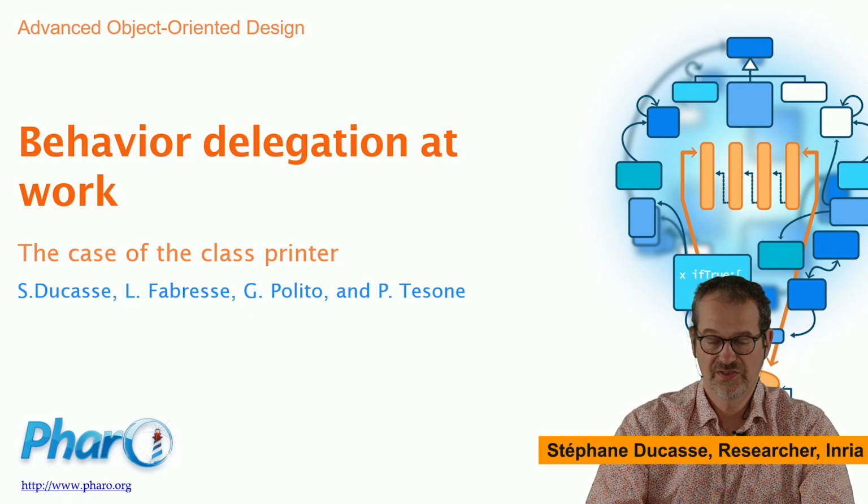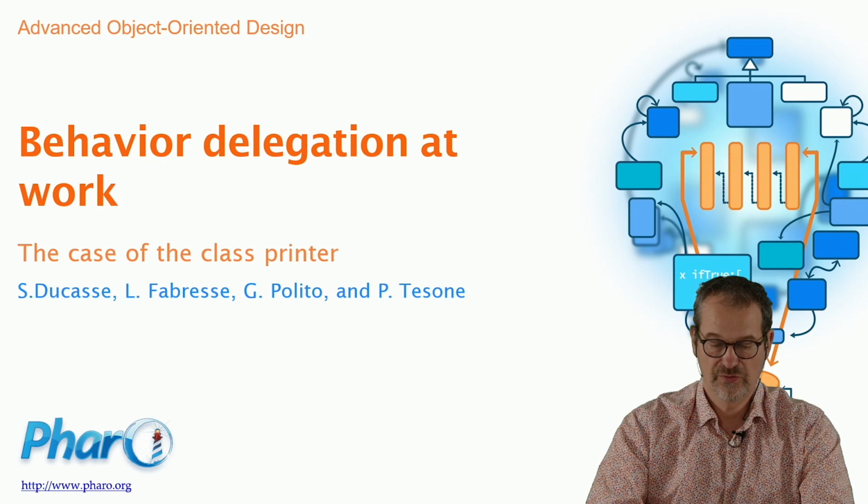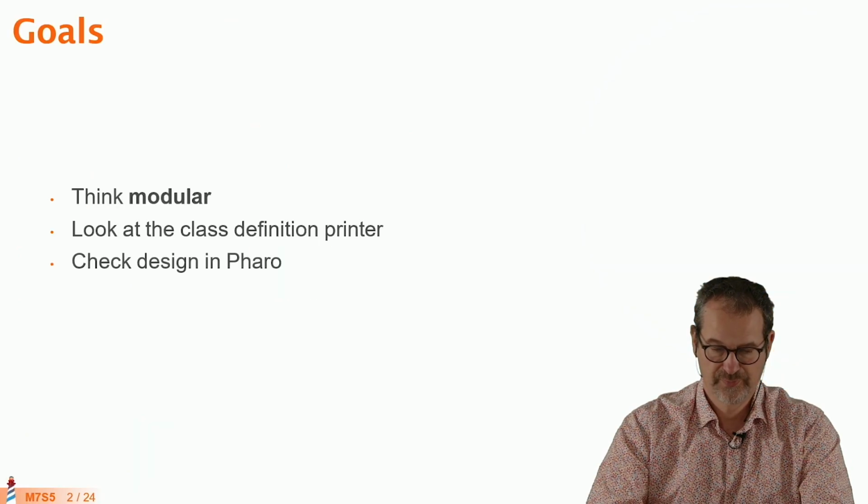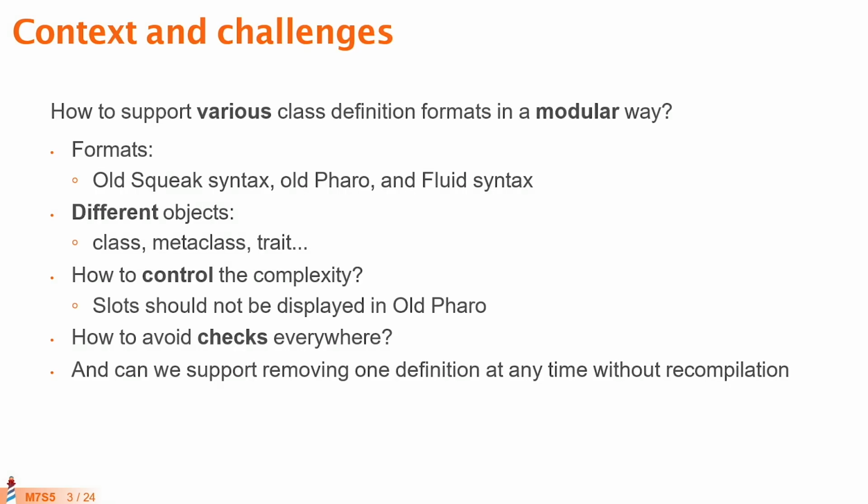So in this lecture, this is an analysis of a case study of a change that we really put in production in Pharo. And the idea is to show how we introduce delegation of behavior to obtain a more modular system. So what we will see in this lecture, we will look at the class definition printer, check the design in Pharo, and it will help us also to think modular.